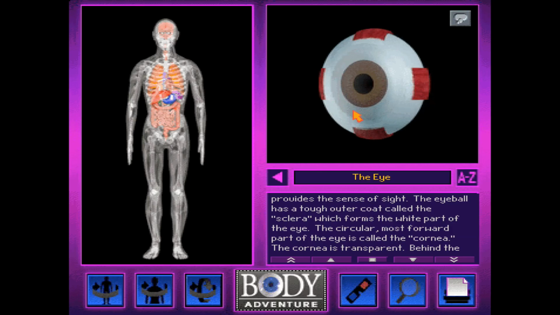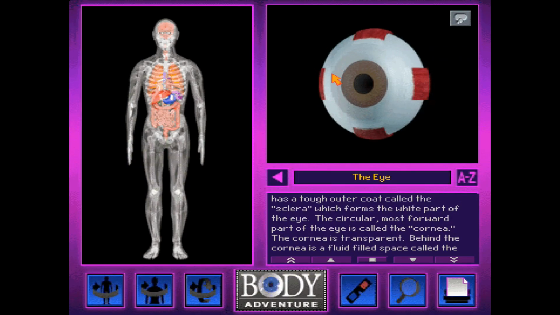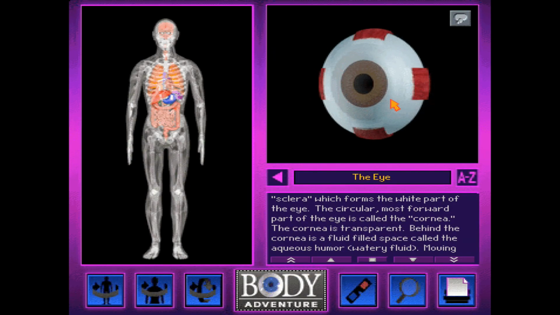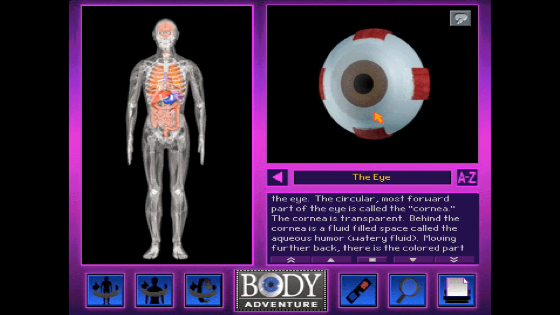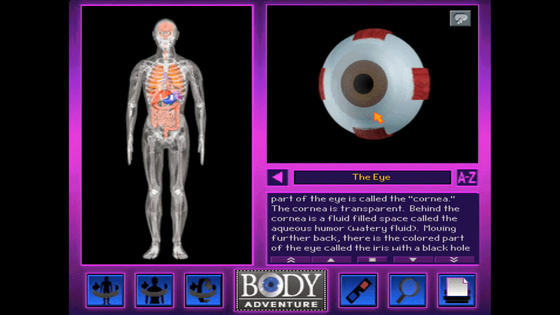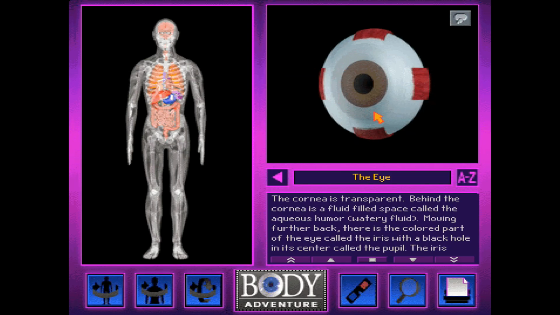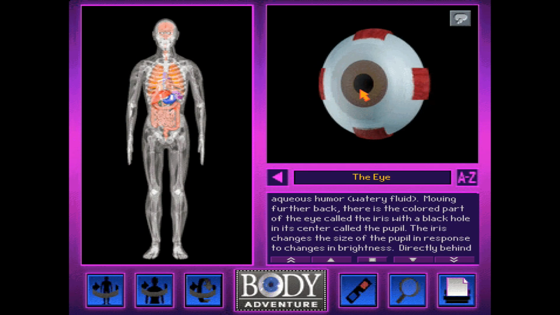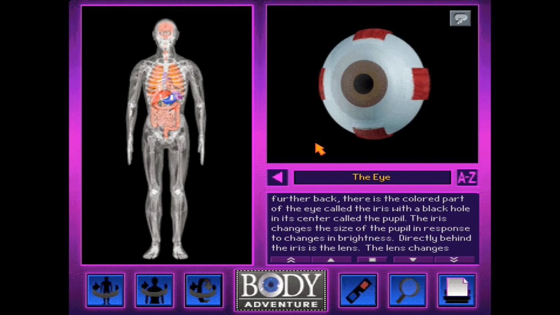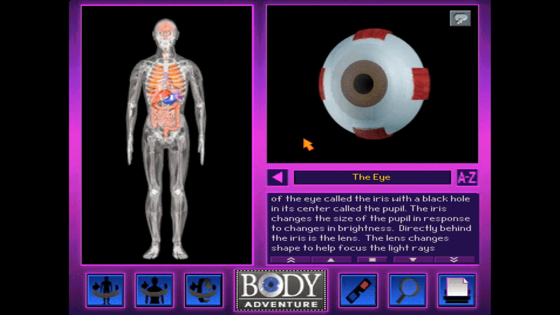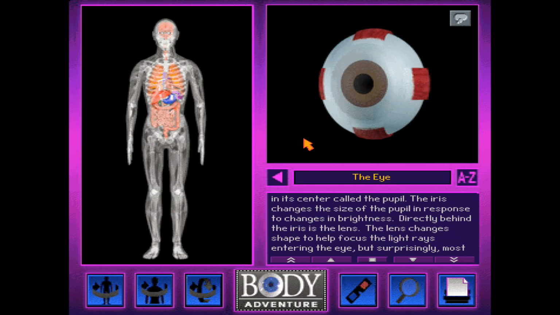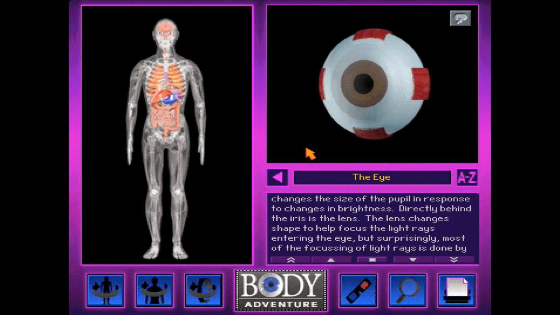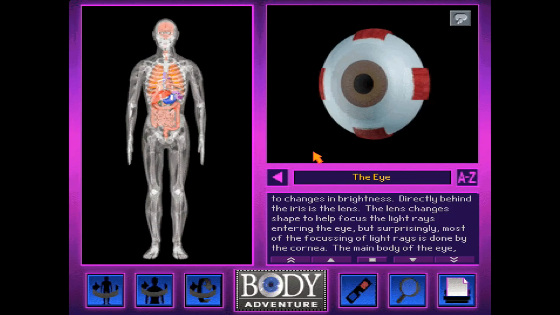The circular, most forward part of the eye is called the cornea. The cornea is transparent. Behind the cornea is a fluid-filled space called the aqueous humor, or watery fluid. Moving further back, there is the colored part of the eye called the iris, with a black hole in its center called the pupil. The iris changes the size of the pupil in response to changes in brightness. Directly behind the iris is the lens. The lens changes shape to help focus the light rays entering the eye.